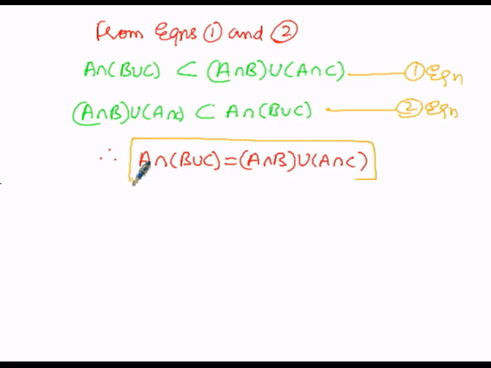The second law of the distributive states that A intersection of B union C is equal to A intersection B union A intersection C, that is, intersection is distributing over the union.